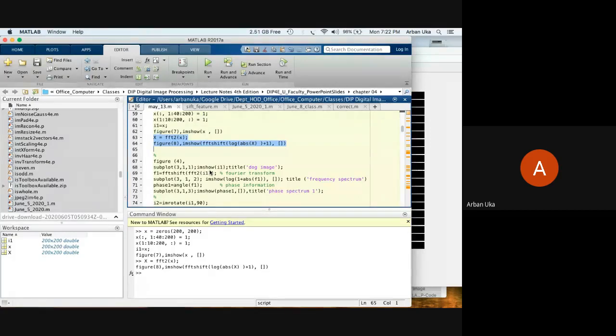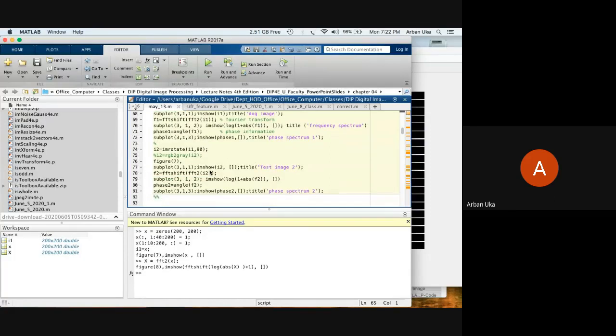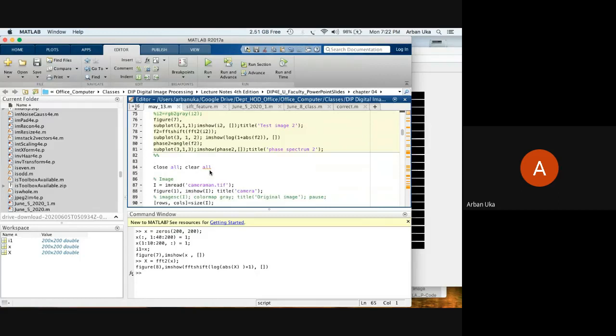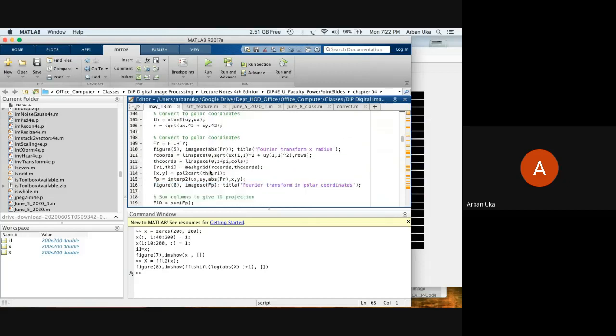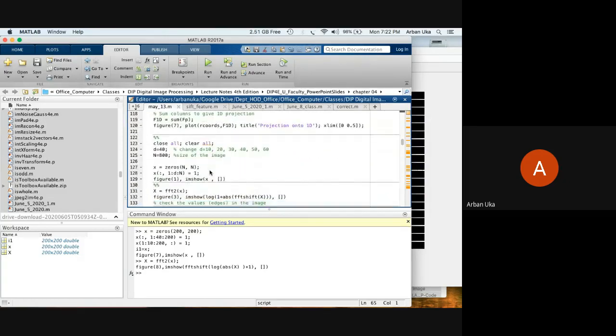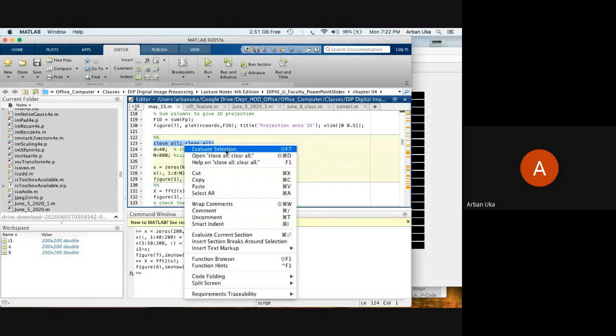Okay, now this was an important example. Other things, so now these other codes, you can also check what happens to the frequency domain if we rotate the images. Wait a second. I don't want to run all of them.